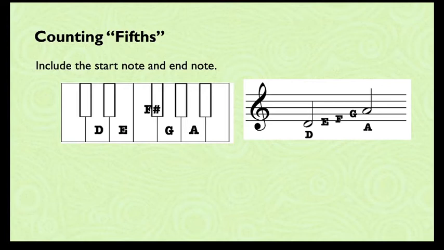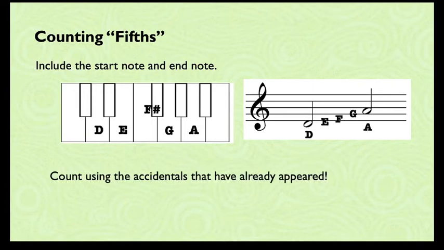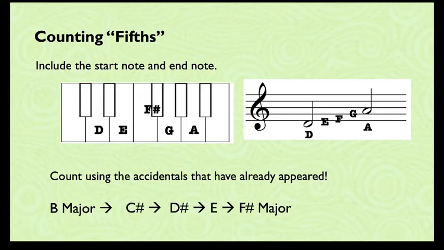So, for example, to count a fifth above the note D, I would count D, E, F or F sharp, G, and A. Whether I would count F or F sharp, or indeed with any other accidental, depends on the key that I'm in. To get around the circle of fifths, count using the accidentals that have already appeared. For example, if I'm in B major and want to find the next key in the circle of fifths going in the sharps direction, I want to count C sharp, D sharp, E, and F sharp. I don't want to end up on F natural because that's not right.